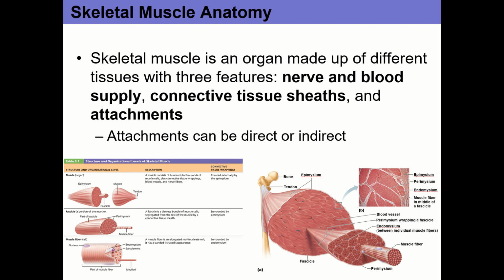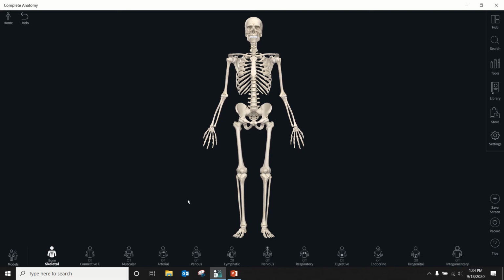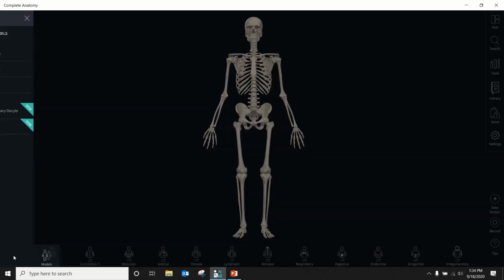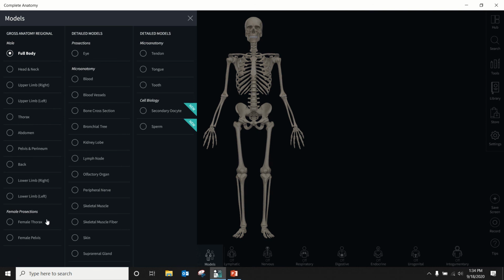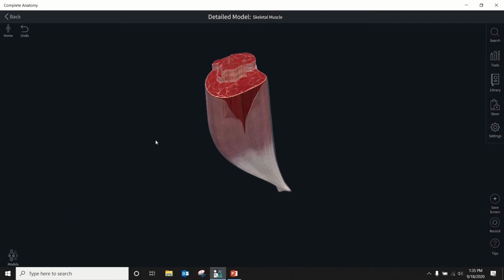And I'll actually click over here to my model, if it'll let me. There we go. All right, so we're going to look at the muscle model. This is the normal home screen. After you click on models, it goes to the skeleton here. If you then go down here and click on models in the lower left, one of the things you'll see is a skeletal muscle. So that's the model that we're going to look at now. All right, so here's my generic skeletal muscle.